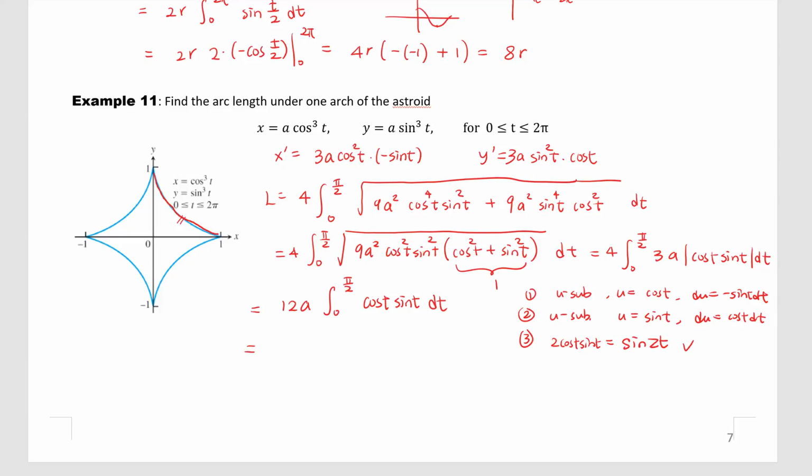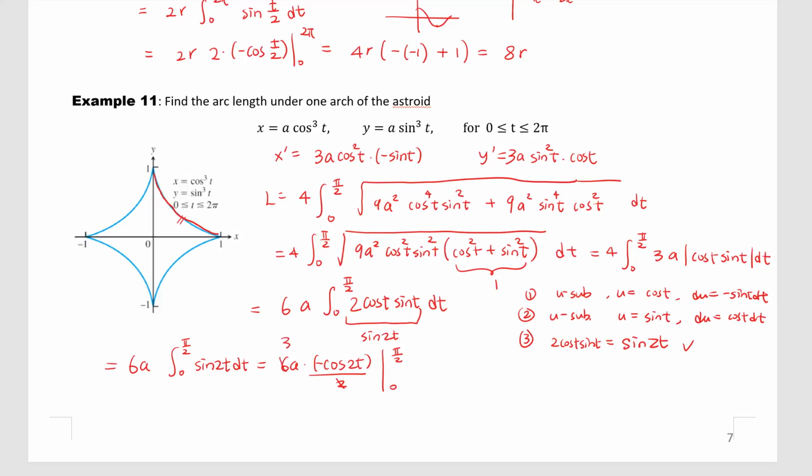Okay, so what I do is I want to borrow a 2 from here. So 12 is like 6 and 2 here. So now this guy is sine of 2t. So my answer is 6a times the integral from 0 to pi over 2 of sine 2t dt. That is, the integral of sine, so you think about the derivative of cosine is minus sine. So the integral of sine is negative cosine 2t, but you also need to divide it by 2. Evaluate from 0 to pi over 2.